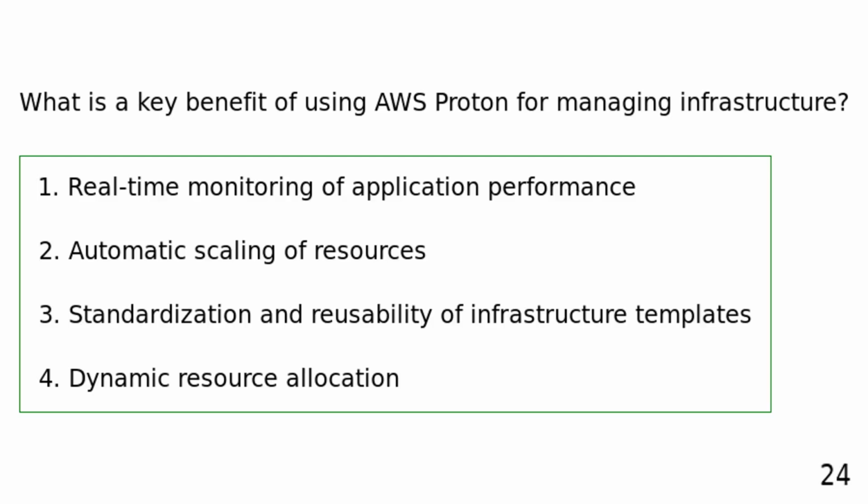What is a key benefit of using AWS Proton for managing infrastructure? Real-time monitoring of application performance. Automatic scaling of resources. Standardization and reusability of infrastructure templates. Dynamic resource allocation.